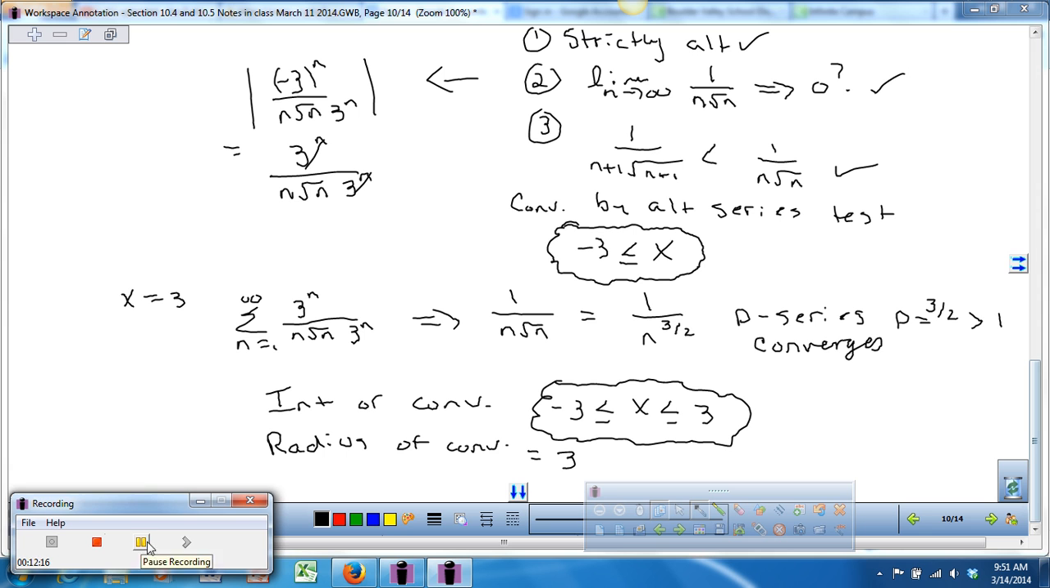Is that little, is it recording? Can you see the thing moving? Yeah. Okay, good.